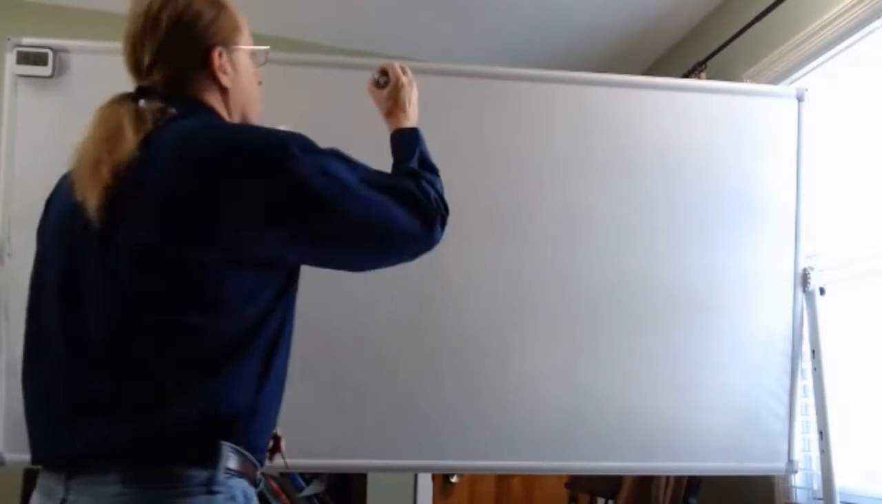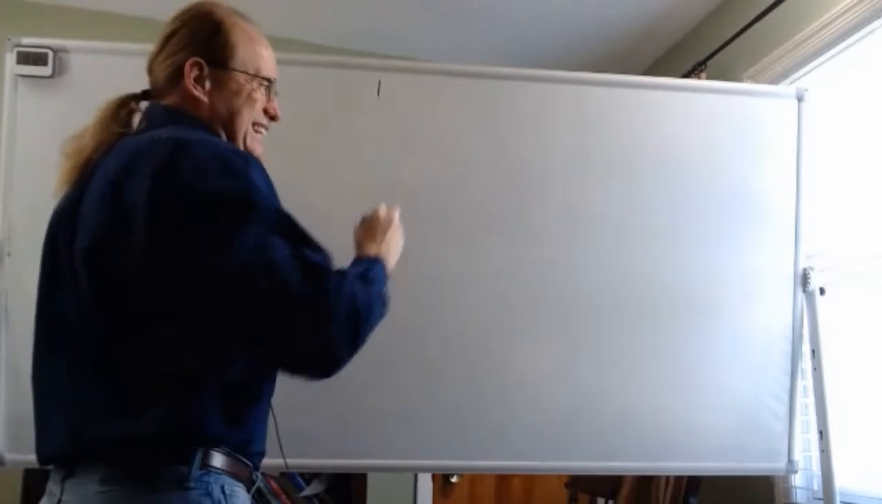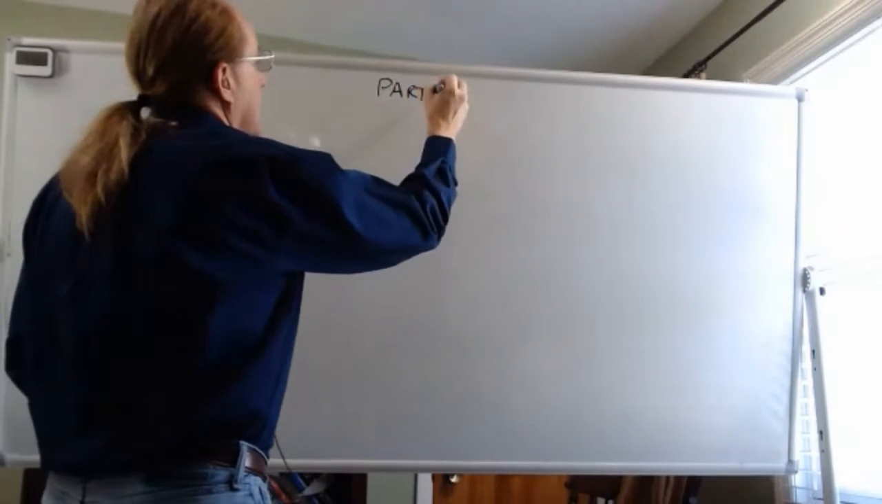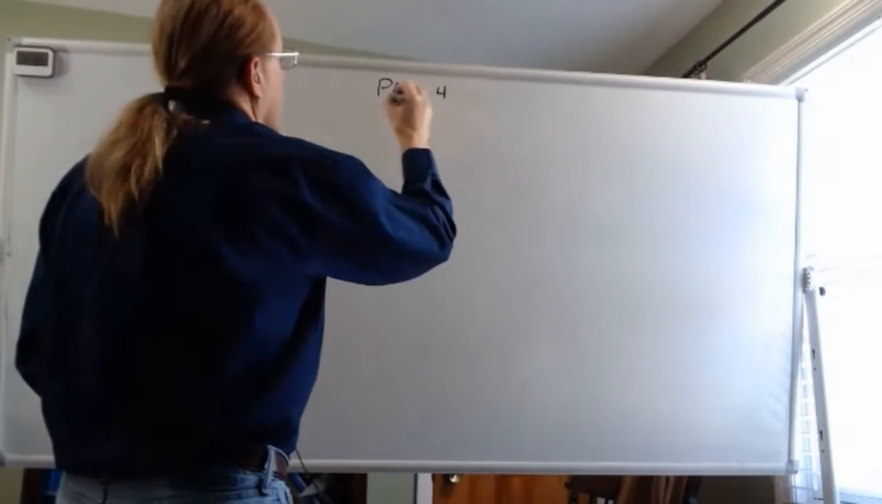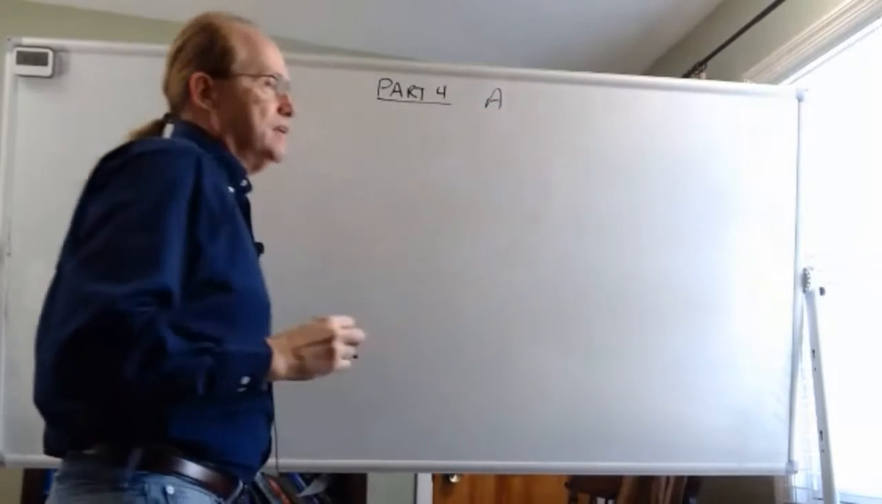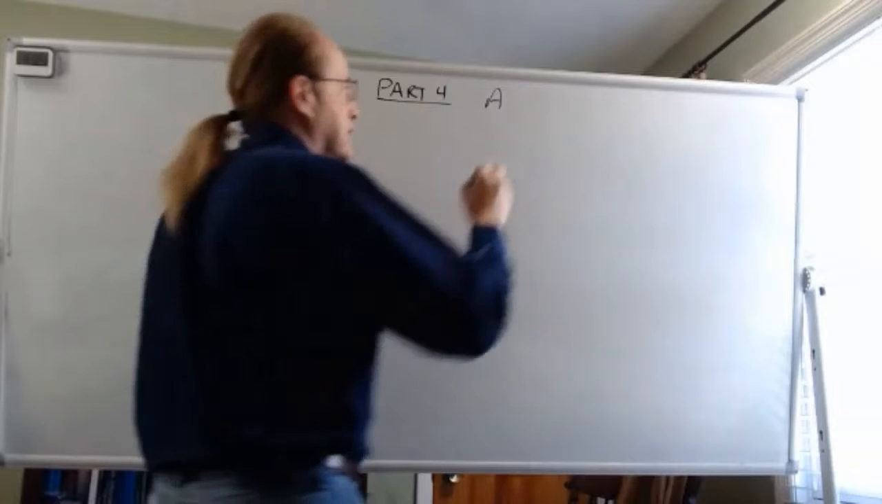This is part 4. It's chapters 10, 11, and 12. And it's all about analytic geometry. And this is a very important tool that we use in the calculus.